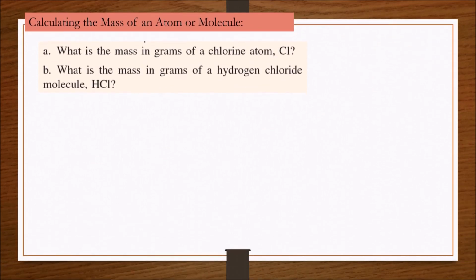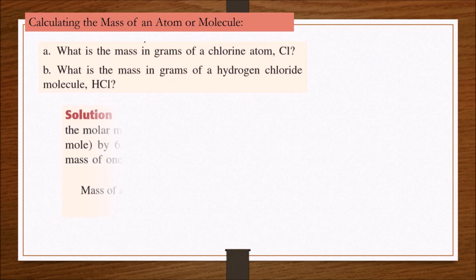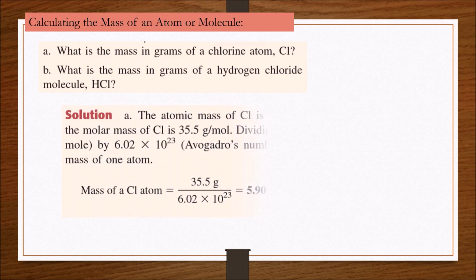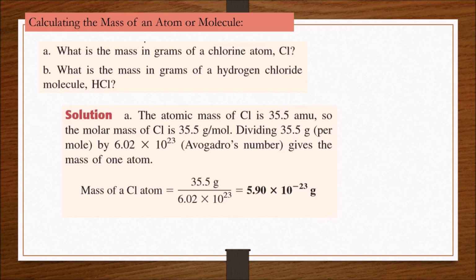Okay, so let's have this as an example: calculating the mass of an atom or molecule. Letter A, what is the mass in grams of a chlorine atom, or Cl? And letter B, what is the mass in grams of a hydrogen chloride molecule, or HCl? In order to solve this type of problem, we need to use the molar mass and the relationship between the number of atoms or molecules and the molar mass. For letter A, this is the solution.